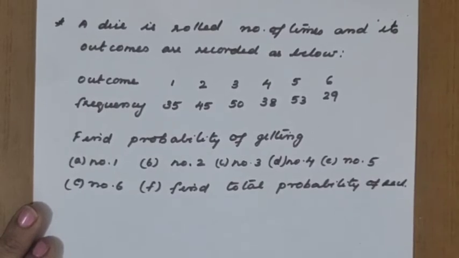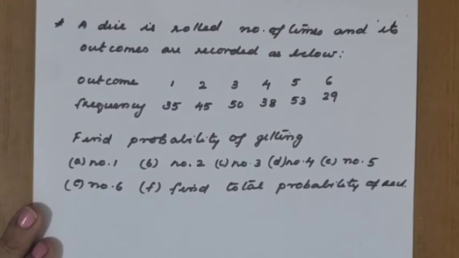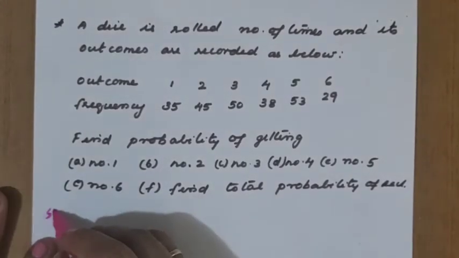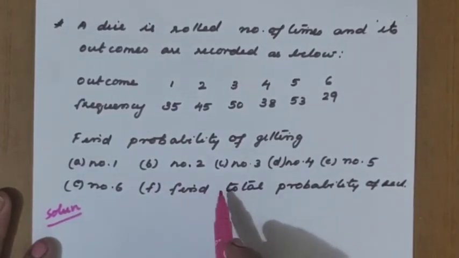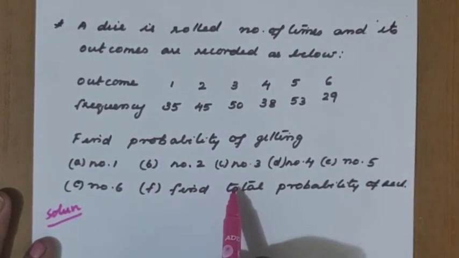This time a die is rolled, the number of times is given. Now they are not given what the total number of times is. So what is the first step in the solution? Because many sub questions are there, there is no need of writing the formula again and again.